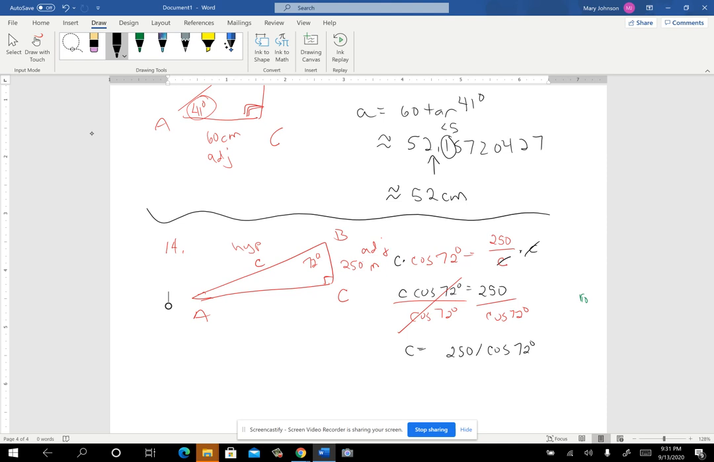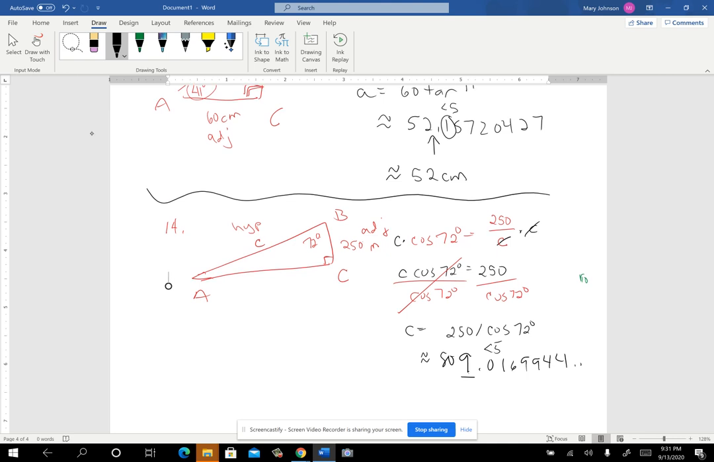When you do, you get about 809.0169944. There's more to it, we just don't see it. And it wanted it rounded to the nearest whole number. This was less than 5. So that tells me the hypotenuse should be about 809. Since that was meters, this is going to be in meters. Okay. All right. That's 13 and 14.